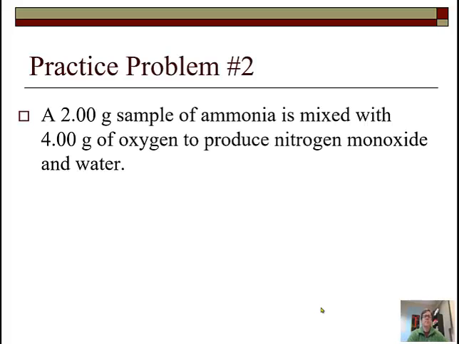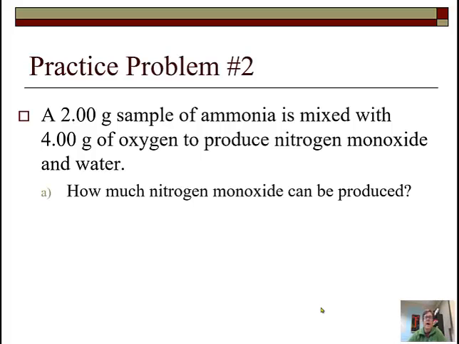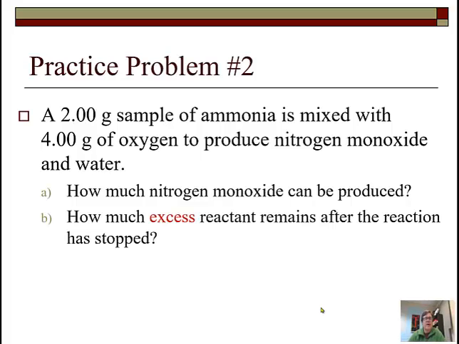A 2-gram sample of ammonia is mixed with 4 grams of oxygen to produce nitrogen monoxide and water. We can ask how much nitrogen monoxide can be produced. And then part 2 of this: how much of the excess reactant remains after the reaction has stopped. So this is the extension to it.